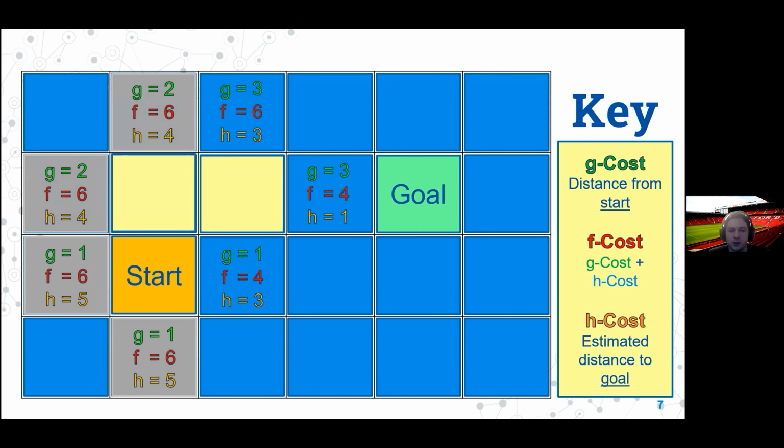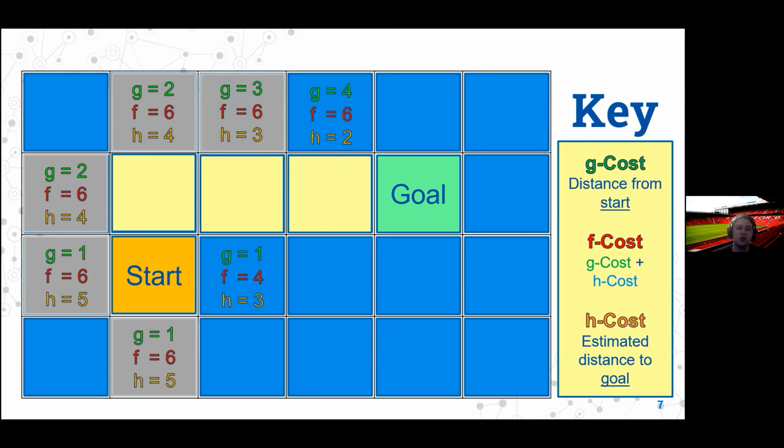Okay, and then same situation here. We have two which are an F of 4, but the one at the top is clearly better with an H cost of 1. We're going to go here, look around ourselves again, and eventually we spot the goal. So we're done there. As you can see, just by giving a little bit more information, it's stopped our algorithm from looking around everywhere and really focusing its attention a little bit.